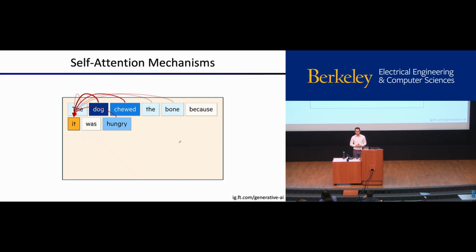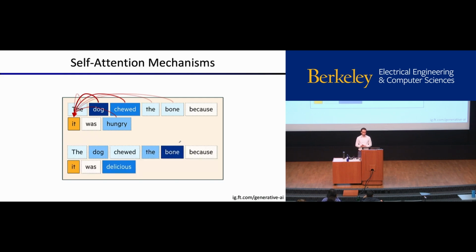But imagine a different sentence. We have the dog chewed the bone because it was hungry. What if we had the dog chewed the bone because it was delicious? Now what is it referring to? Now it's referring to bone, right? And so our attention map would say that bone is much more relevant when we're looking at it, and delicious is now relevant. So we would have a different attention map. It's saying that what it means in this context is different from what it meant in the other context.